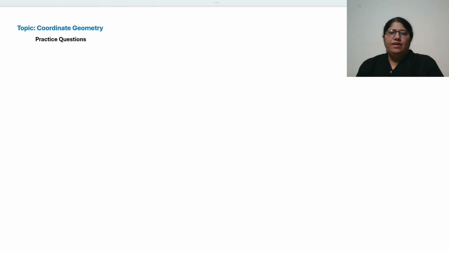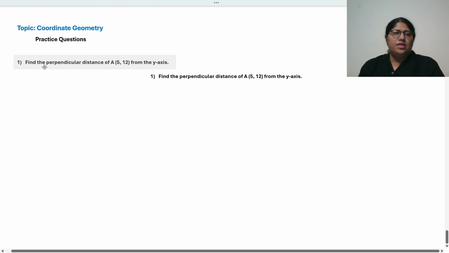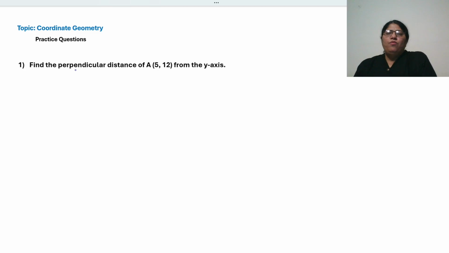Hello students, we have seen what the distance formula is. Let us start with the first question. This is the first question. What does it state here? What is the perpendicular distance of A from the y-axis? Now there is nothing else.